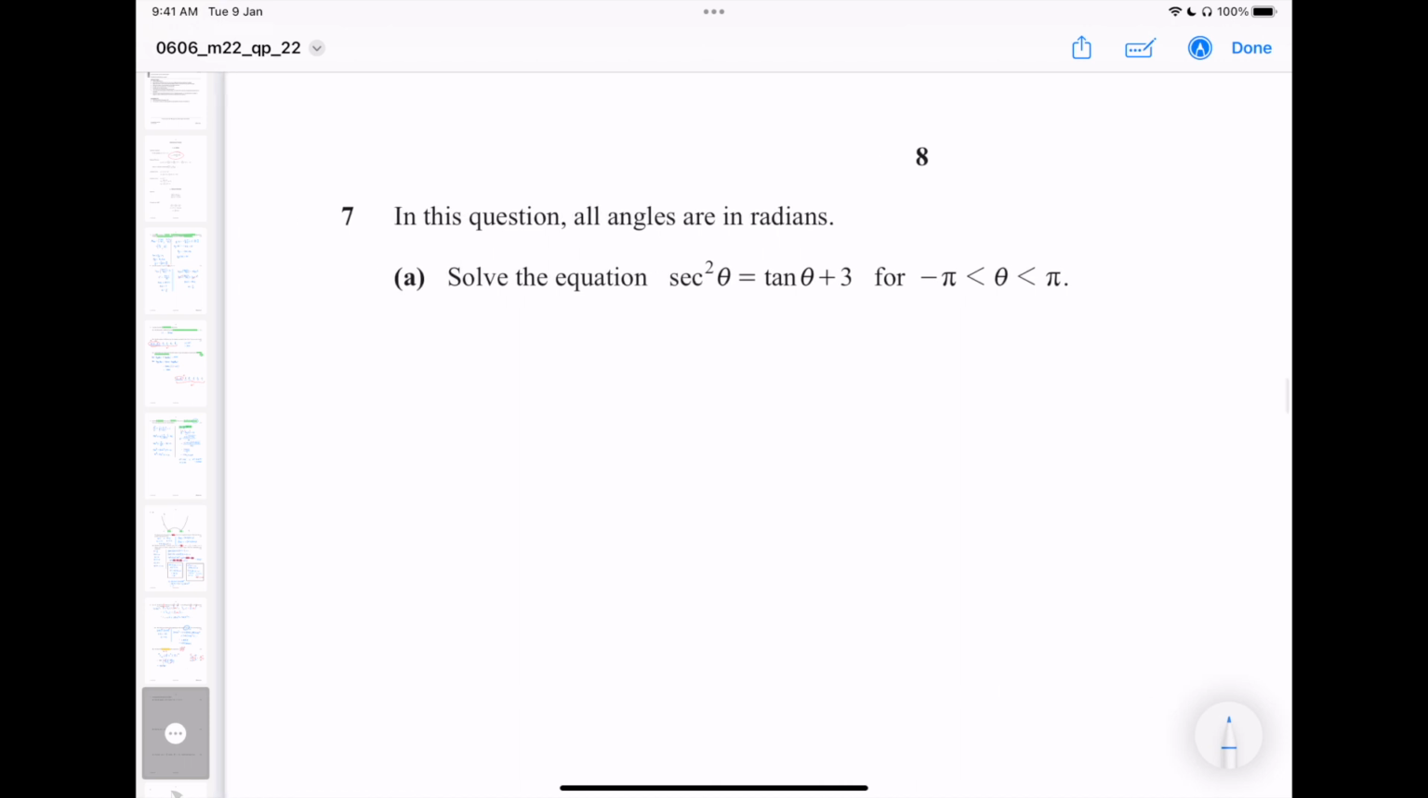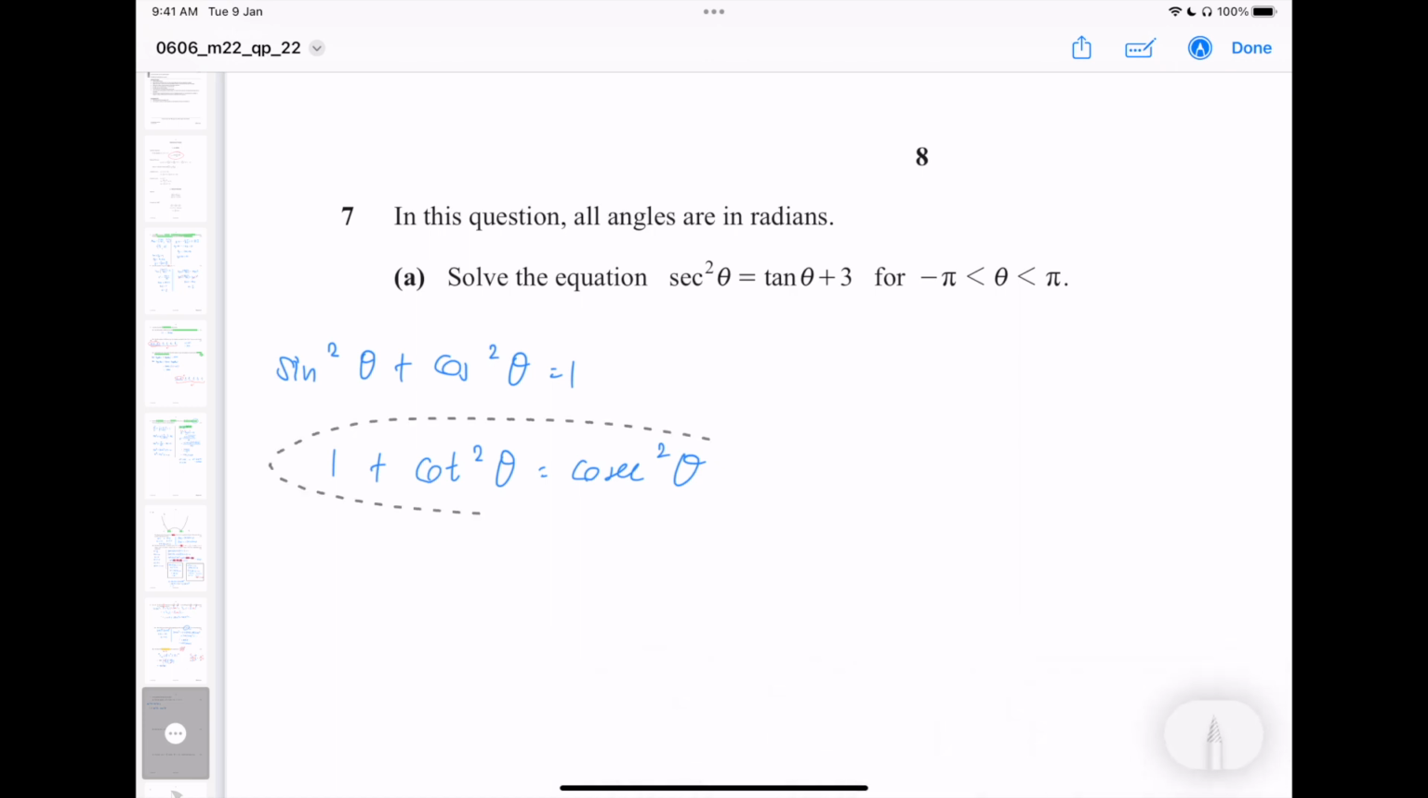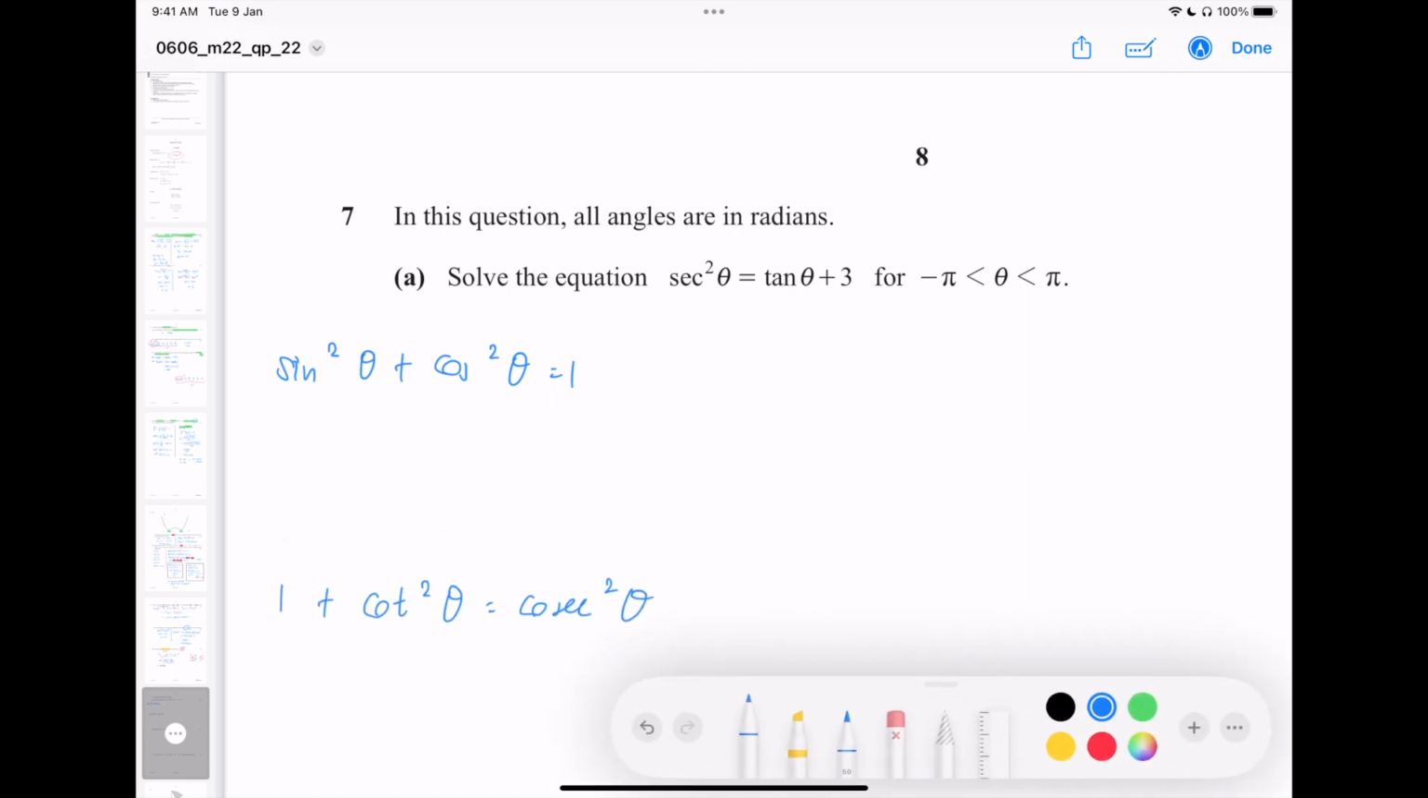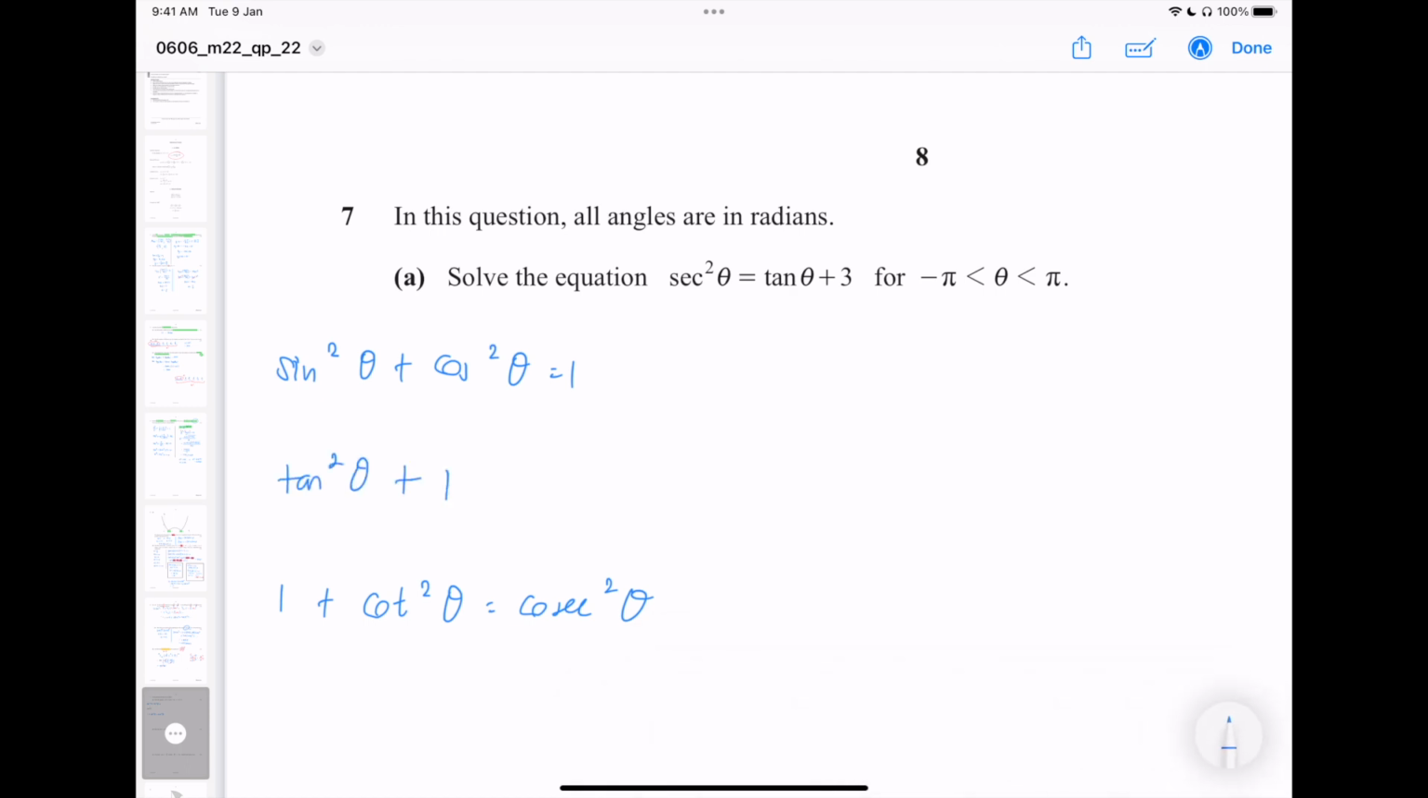Okay, I hope you remember your 3 basic higher trigonometry equations. Well, we start with sine squared theta plus cosine squared theta equals 1. You can divide everything by sine squared. You're going to get 1 plus cotangent squared theta equals cosecant squared theta. Or you can divide everything by cosine squared. Then you'll have tangent squared theta plus 1 equals secant squared theta. You should know those 3.